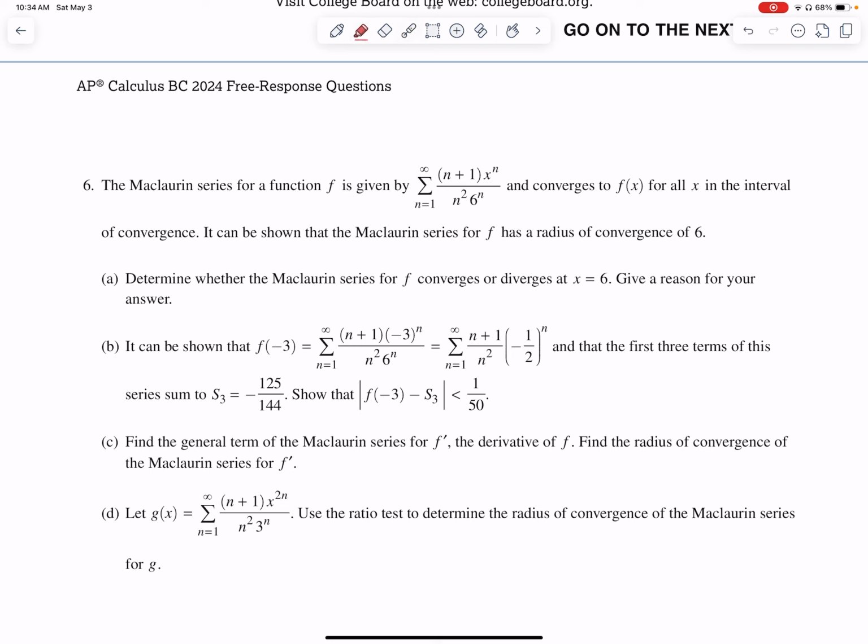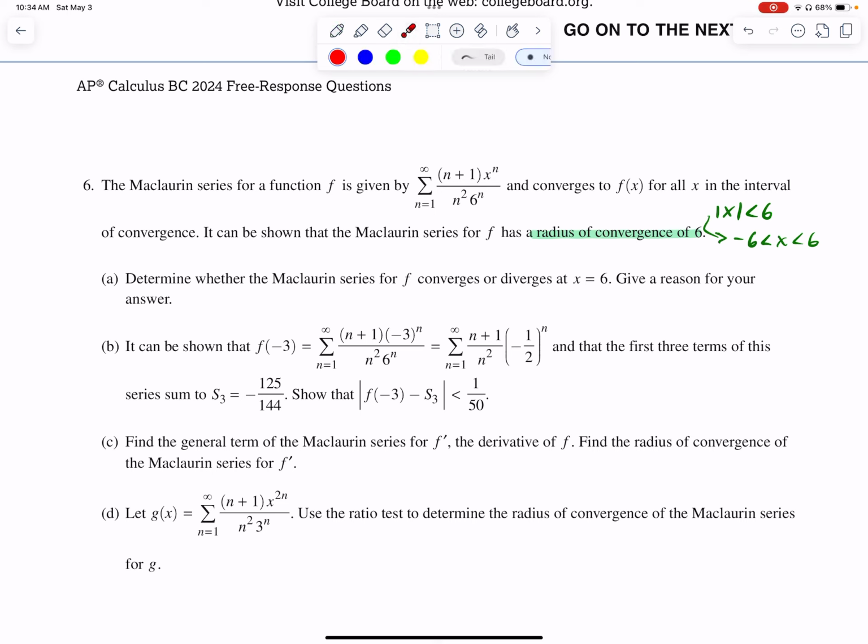That's interesting. They just straight up gave us that radius of convergence. So it basically looks like this. Realize it's Maclaurin, which means it's centered at 0. So you have the absolute value of x is going to be less than 6, which, in terms of an algebraic solution, implies that your interval is between -6 and +6.